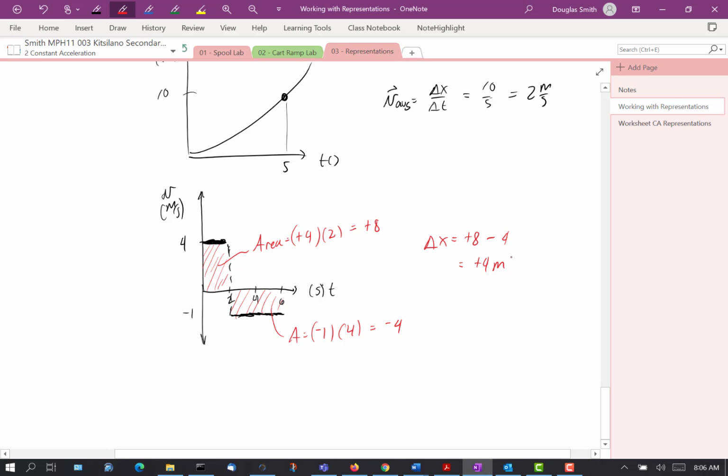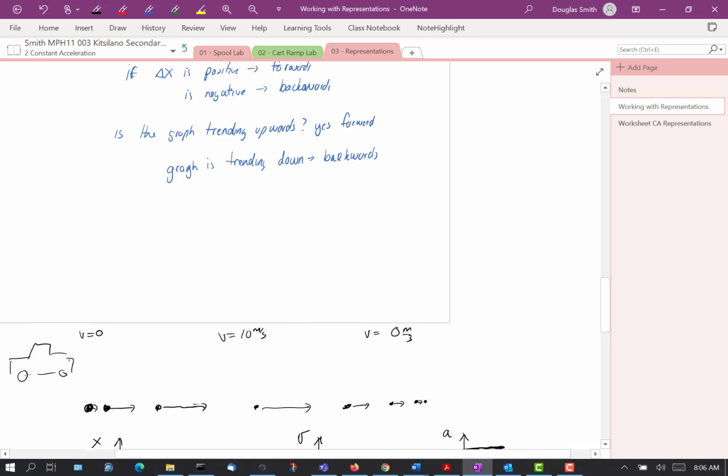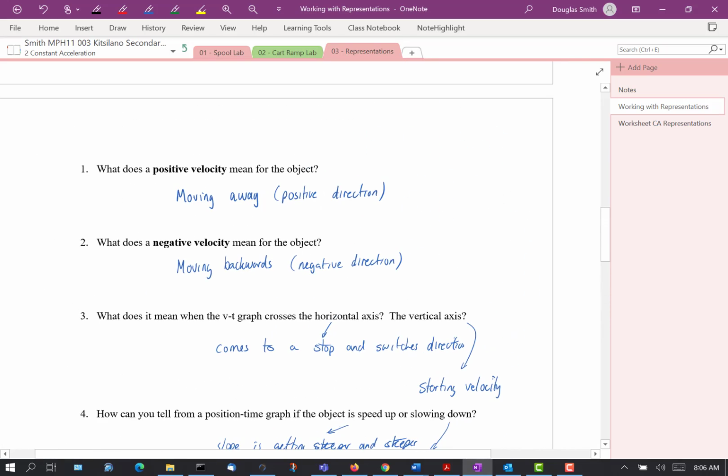Okay, so those are some things that you should be able to kind of think about when you work through the next couple of worksheets.